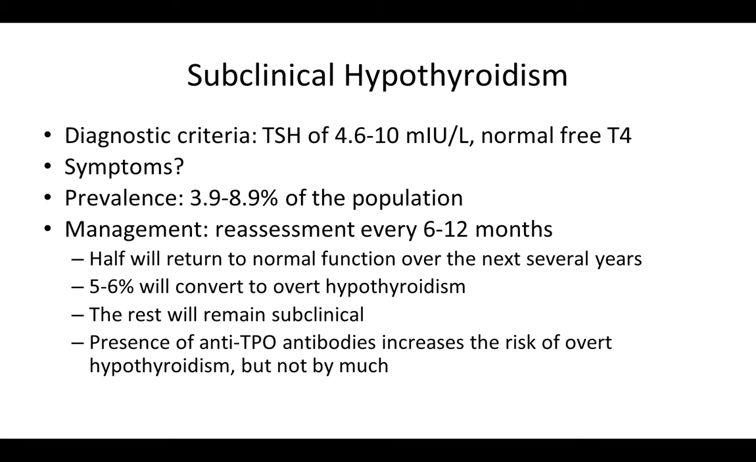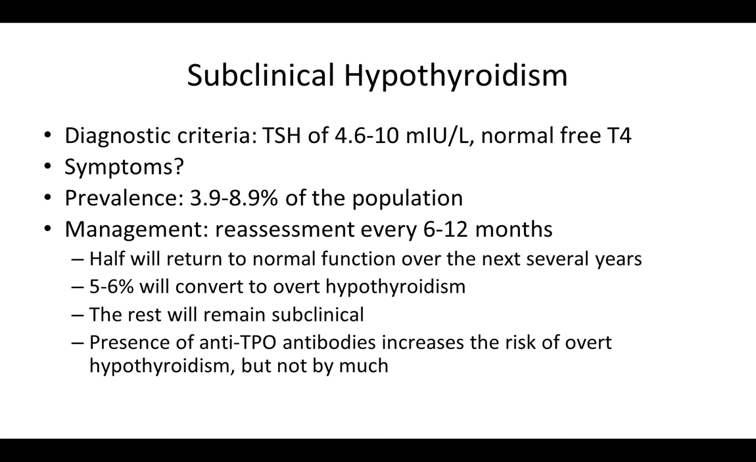Most of these patients should just be reassessed every 6 to 12 months. The reason is that about half of them will return to normal function, and only about 5 to 6% will convert to overt hypothyroidism. The rest will remain in the subclinical phase or in the subclinical diagnostic range. If they have anti-TPO antibodies, that increases the risk of overt hypothyroidism, but not by very much. It's not enough to predict who will and who will not end up converting to overt hypothyroidism.